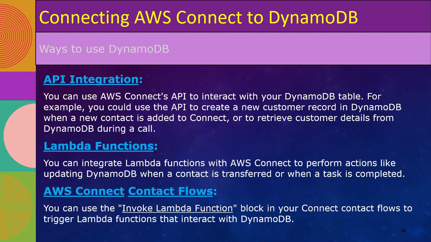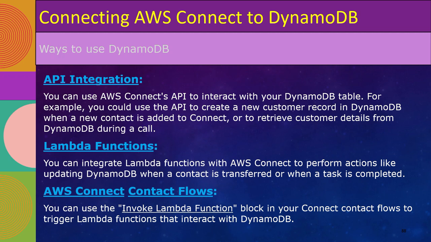Okay, so this is like a little summary slide here. We're connecting AWS Connect to DynamoDB. So there's ways to do it, right? There's API integration. You could use AWS Connect's API to interact with a DynamoDB table. You could use the API to create a new customer record in DynamoDB when a new contact is added to Connect, or to retrieve customer details from DynamoDB during a call.